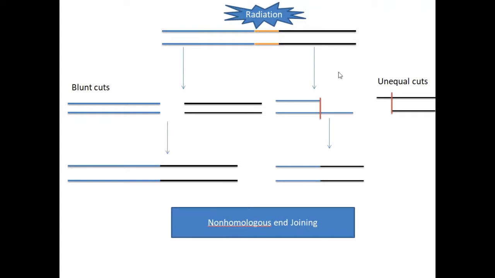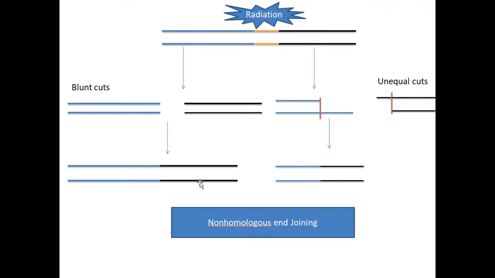At the same time, if you have an unequal cut, sometimes the overhangs will be processed by a process called end processing, by which sometimes nuclease actions will remove them, or they might be trimmed, or sometimes DNA polymerases can add a few bases onto it, depending upon which is compatible. And ultimately, these two ends are joined together, and that is also referred to as non-homologous joining.